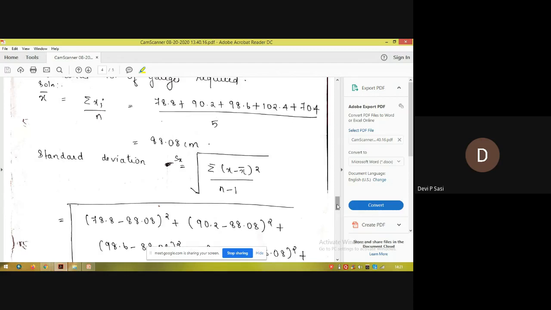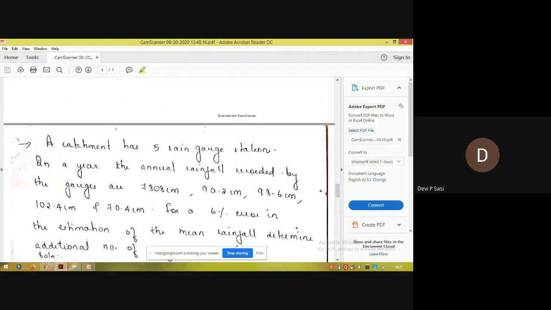We have to substitute each and every value of x: 78.8, 90.2, 98.6, 102.4, 70.4. Subtract x bar from each of the values of x.